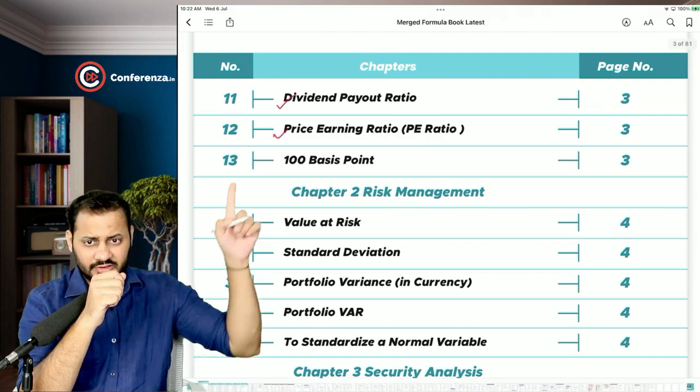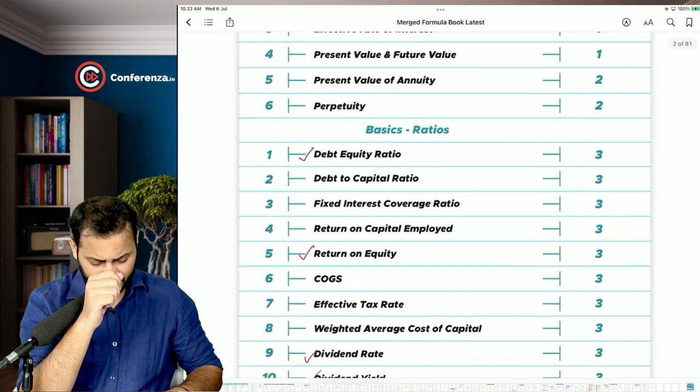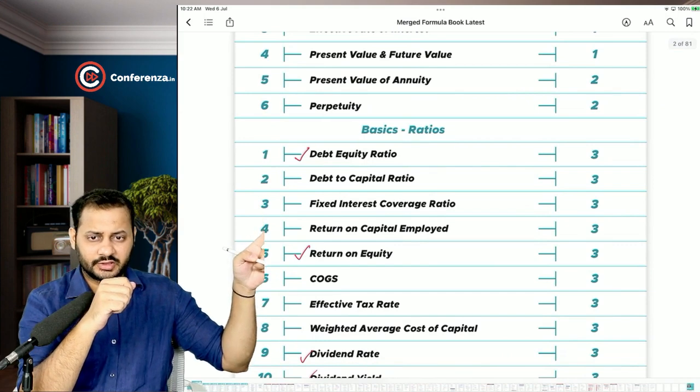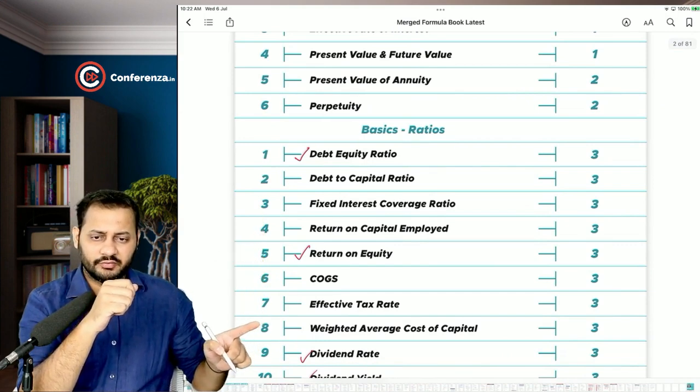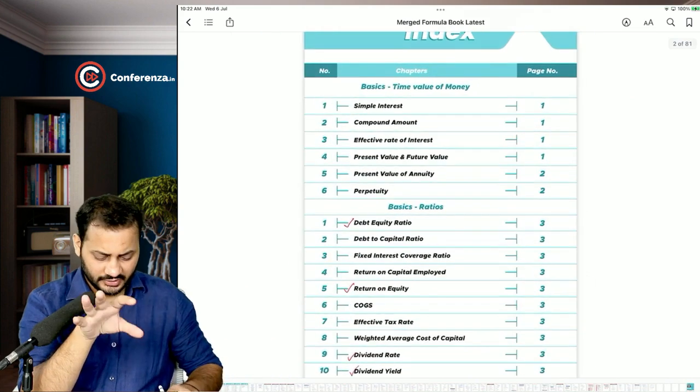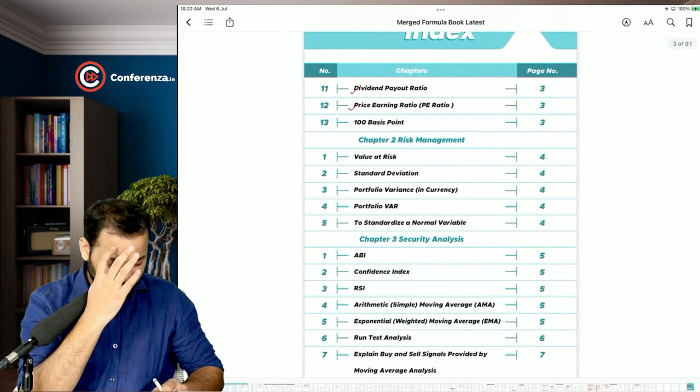What's left is the 100 basis point and debt to capital ratio, fixed interest coverage ratio, return on capital employed, cost of goods sold, effective tax rate, weighted average cost of capital, and these are very easy concepts. We'll cover them later on.